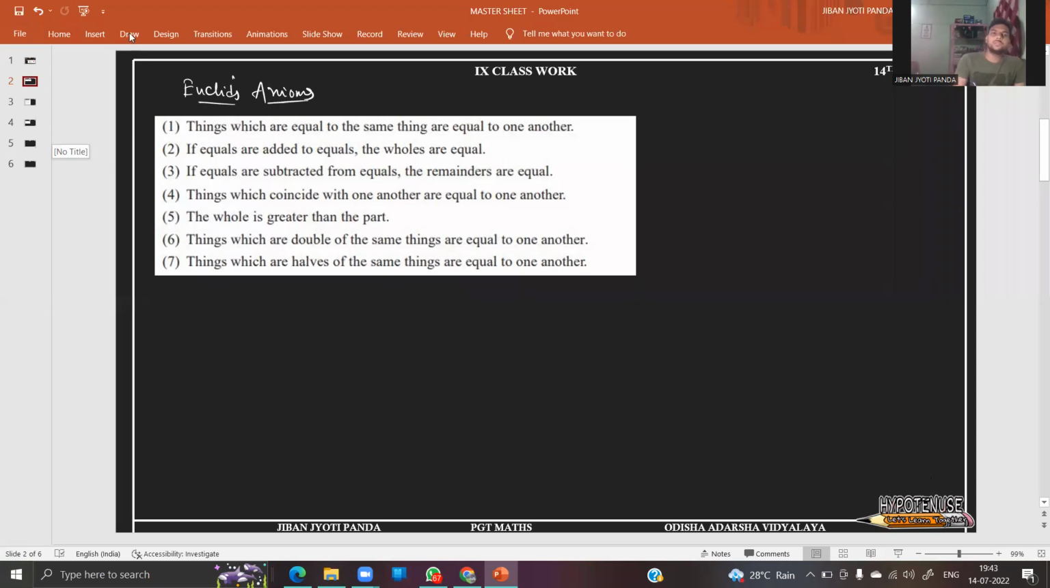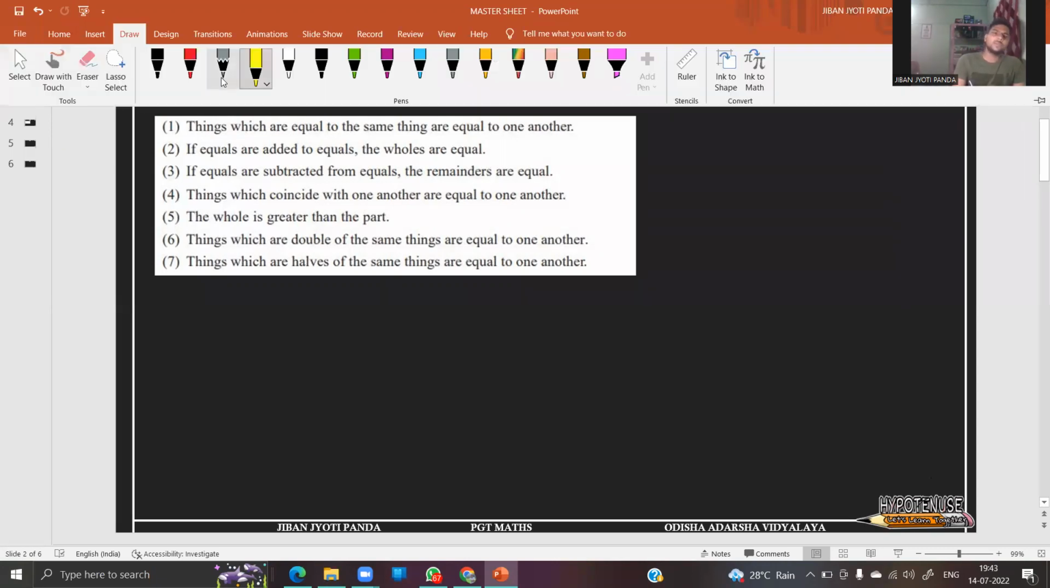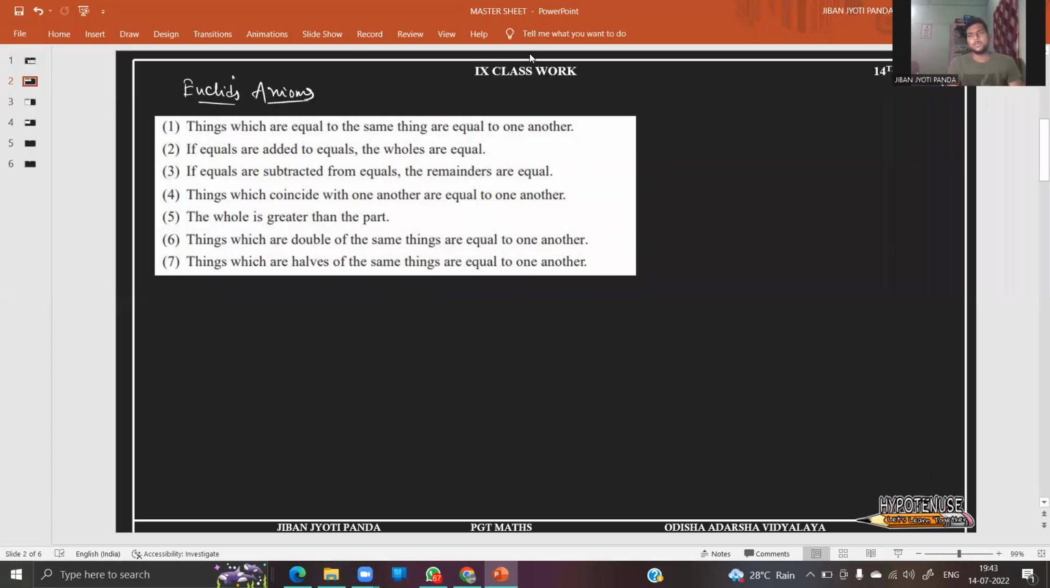So before going to Euclid's axioms, we have already discussed many times what is the difference between postulates, axioms and theorems. Sometimes you also use the word statements. So postulates, axioms, then finally theorems.